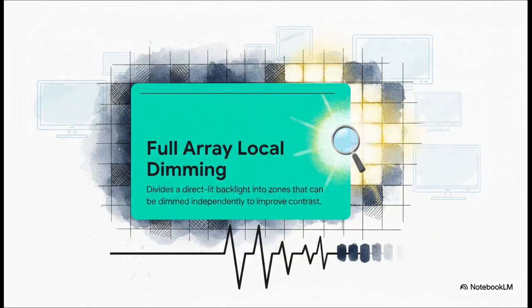And that big thing was full array local dimming, or FALD. This was the real breakthrough. Instead of the whole backlight being either on or off, FALD divides that grid of LEDs into hundreds, sometimes thousands of individual zones. This lets the screen intelligently dim the parts of the picture that are supposed to be dark, while keeping the bright parts, well, brilliant.